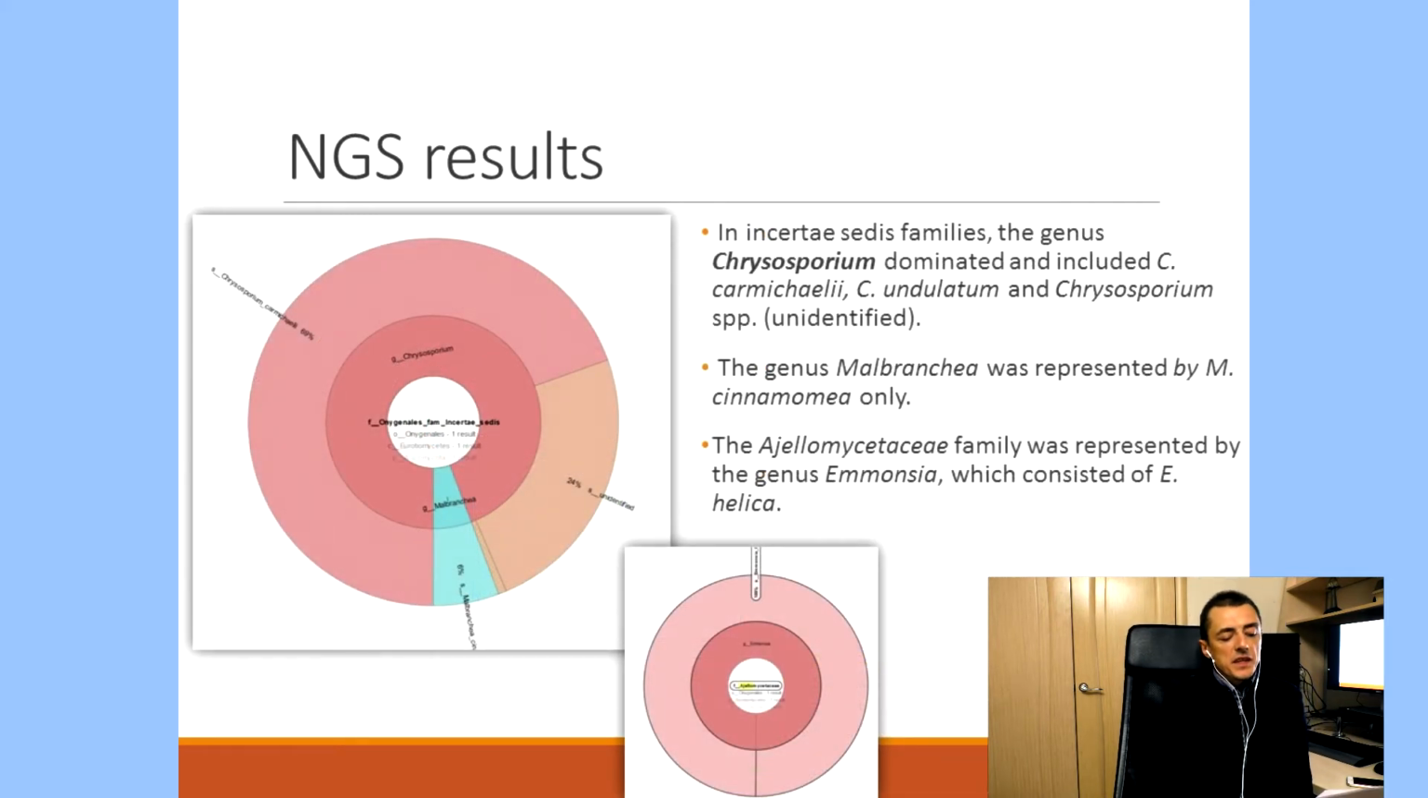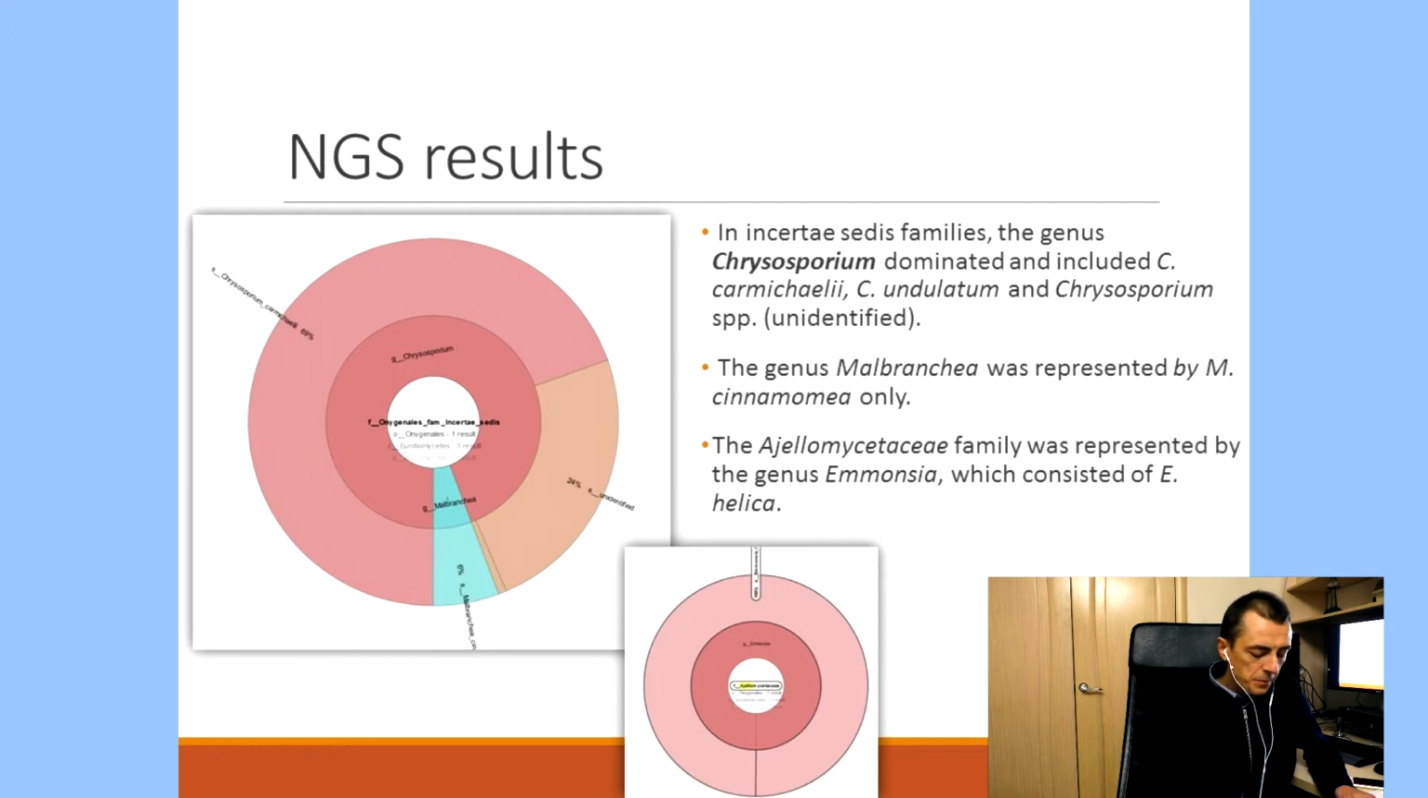Well, in Incertae sedis families, the genus Chrysosporium was dominating, and it included the species Chrysosporium carmichaeli, Chrysosporium undulatum, and one more unidentified Chrysosporium species. Also, the genus Malbranchia was presented in this section, and it consisted of one species, Malbranchia cinnamomea. And finally, the Ajellomycetaceae family was presented by the genus Emmonsia, which consisted of Emmonsia helica only, the possible agent of adiaspiromycosis in animals.